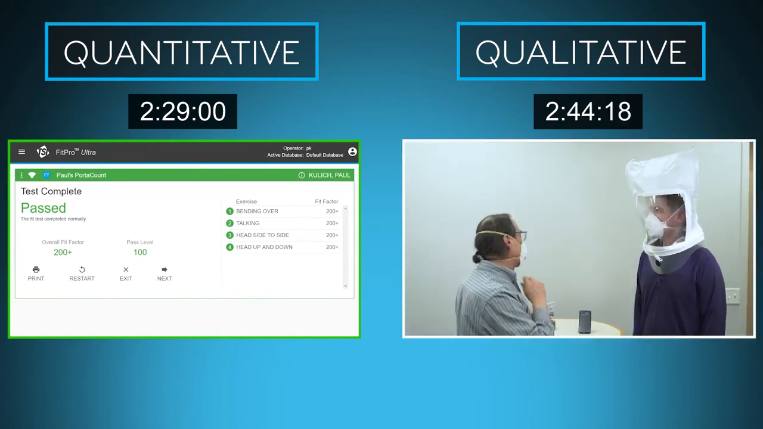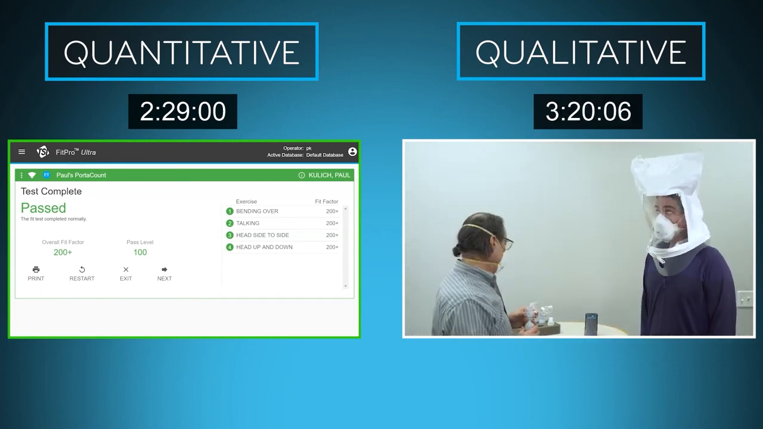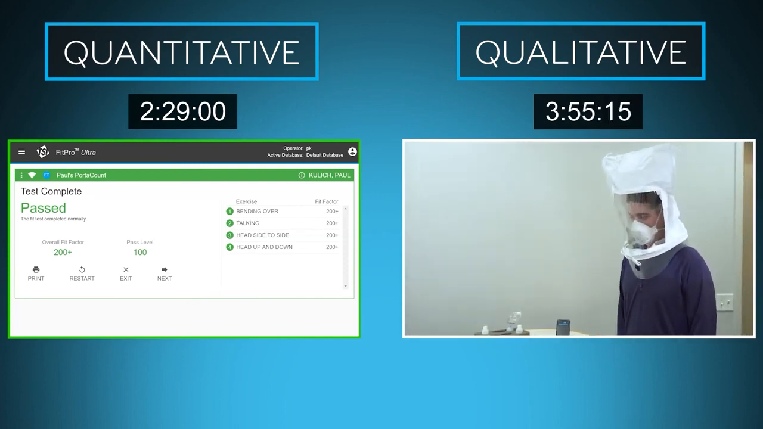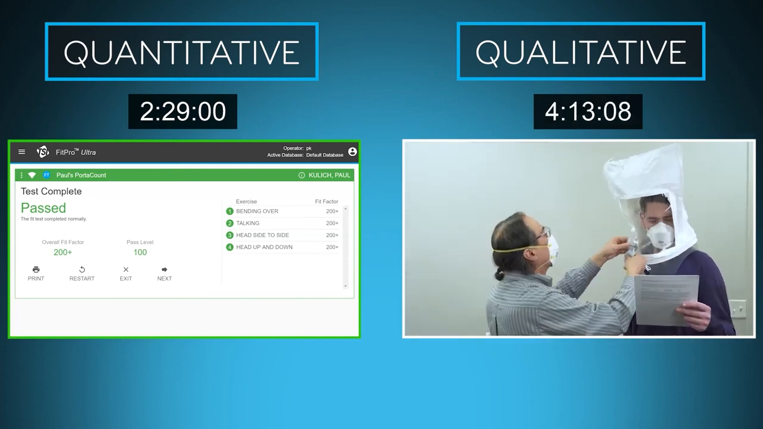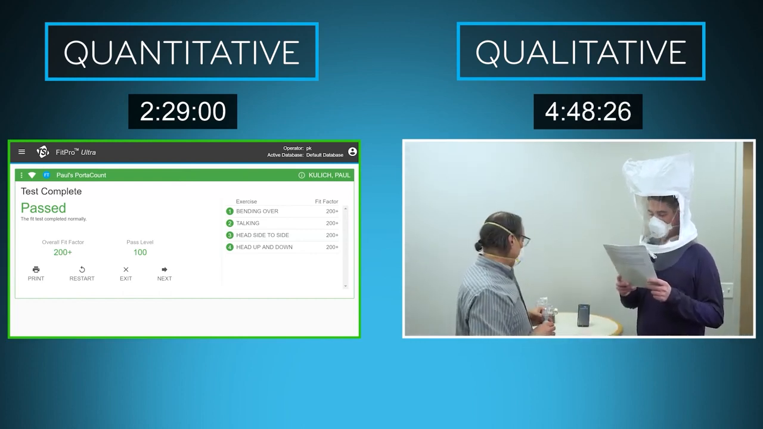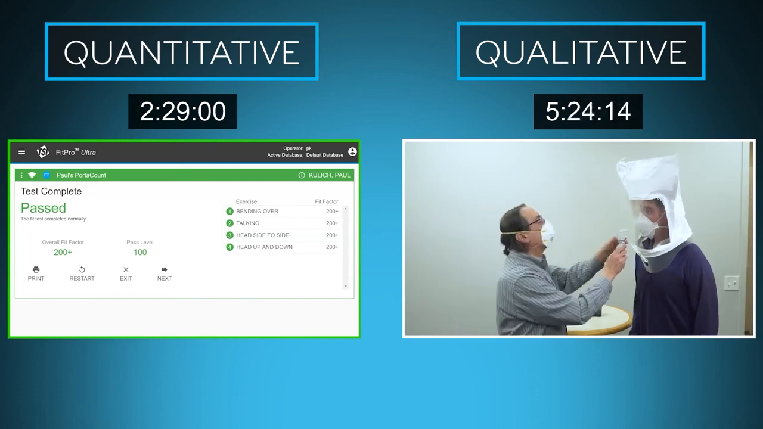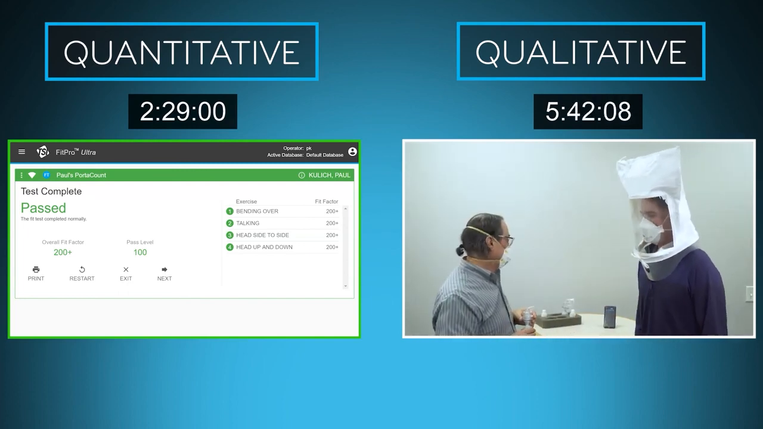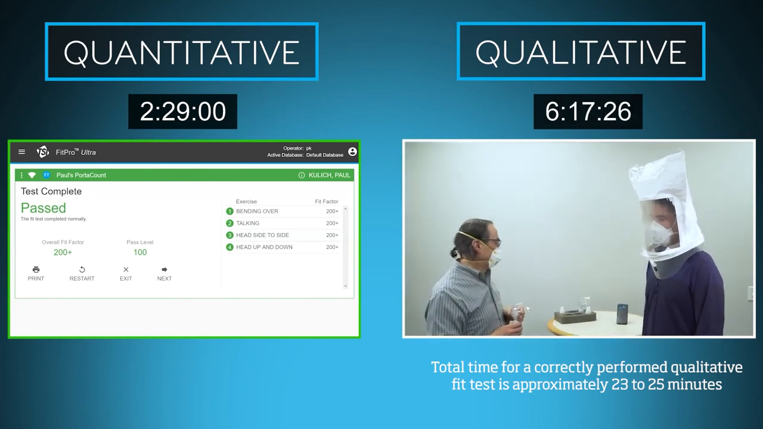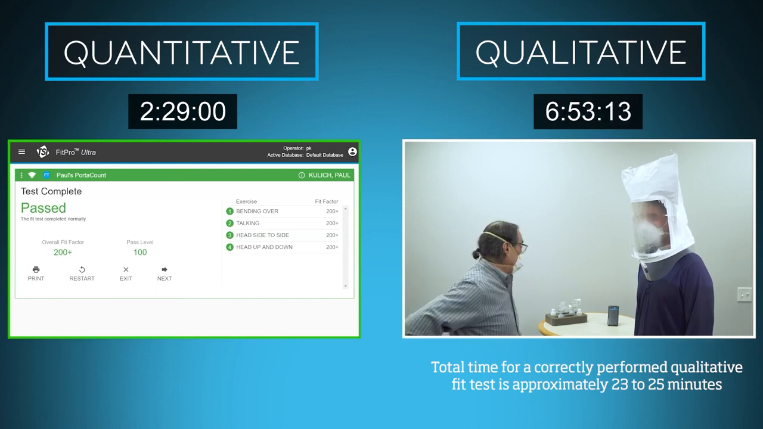The qualitative fit test still needs to complete the third exercise, followed by another 4 exercises, a minute each of head up and down, talking, bending over or jogging in place, and normal breathing. Keep in mind the fit tester will need to squeeze the nebulizer 10 to 30 times at the beginning of each exercise, and then half that amount every 30 seconds. In total, a single correctly performed qualitative fit test takes approximately 23 to 25 minutes per fit test.